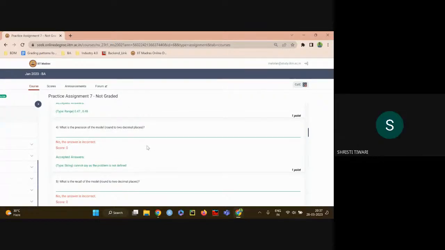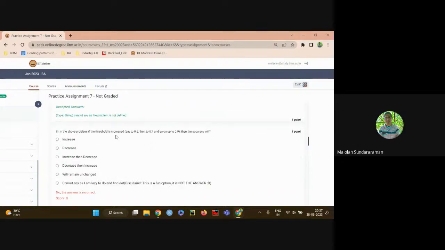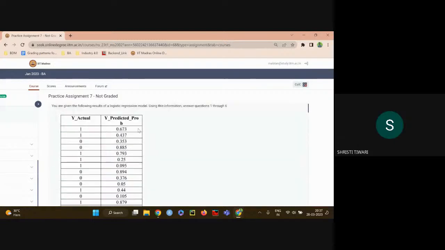For the same practice assignment, there's question number 6. What you have to do is, in logistic regression, if you had gone through the videos, y predicted is a probability. From this, we will tell you y hat, whether it is 1 or 0. The default threshold is 0.5. If it's greater than 0.5, then it is going to be 1. So this prediction is going to be 1, this is going to be 0, this is going to be 0, this is going to be 1, correct? Yes. So that is the threshold.